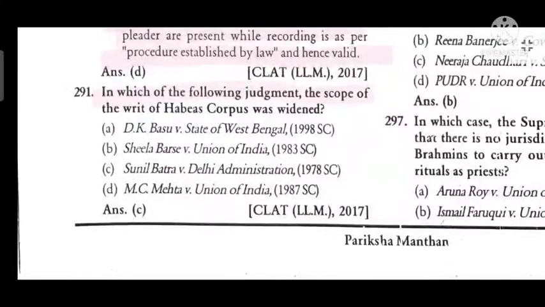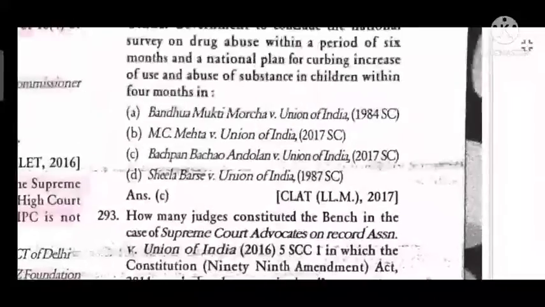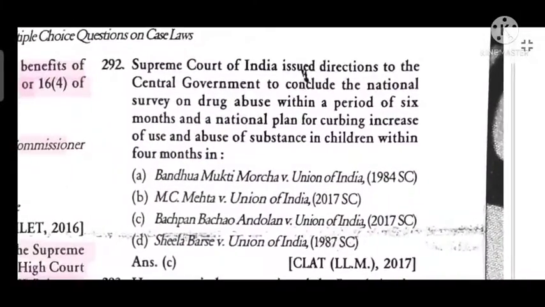In which one of the following judgments was the scope of the writ of habeas corpus widened? Sunil Batra vs. Delhi Administration, 1978. The Supreme Court of India issued a direction to the central government to conclude the national survey on drug abuse within a period of six months, and the national plan for curbing the increased use and abuse of substances by children within four months.